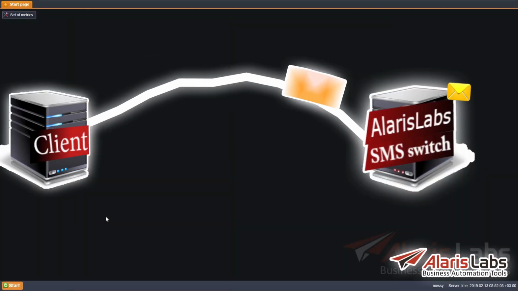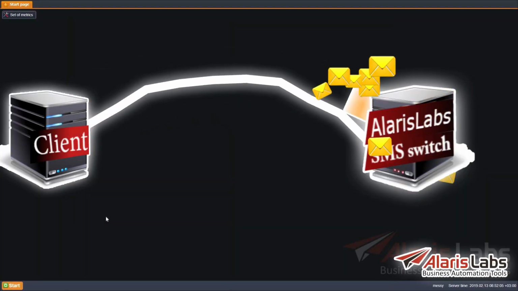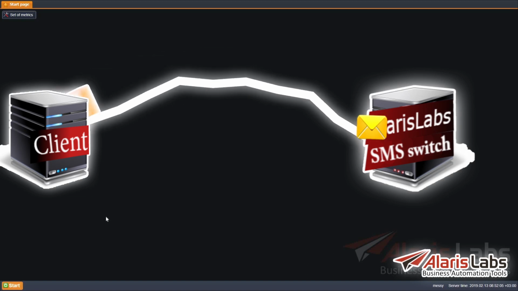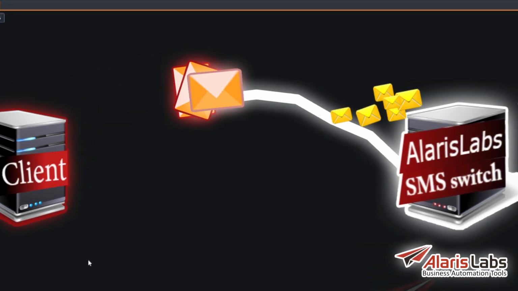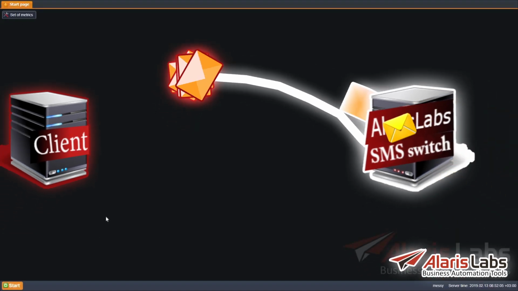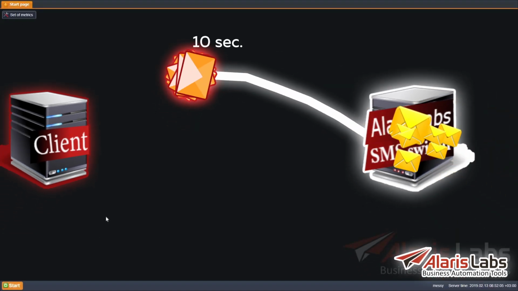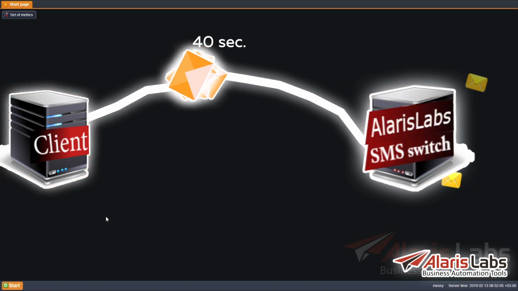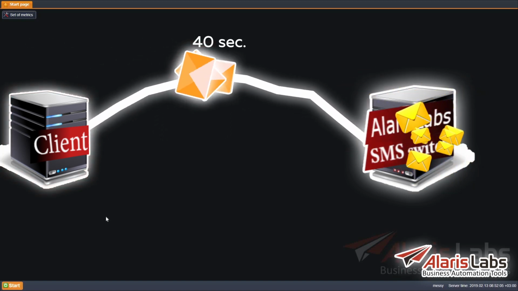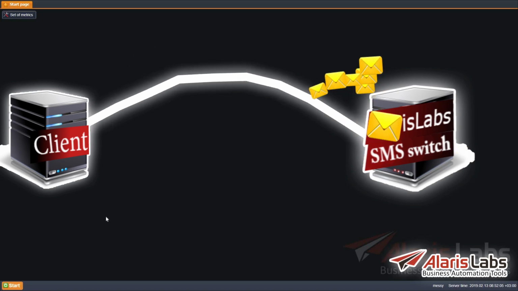In some cases, the client carrier stops receiving packets sent by the SMS switch, which results in buffer overflow and incorrect operation. To avoid this, the SMS switch will now resend submit response packets with an increasing delay. For example, the first resend attempt will happen in 10 seconds, the second in 20 seconds, the third in 40 seconds, etc.